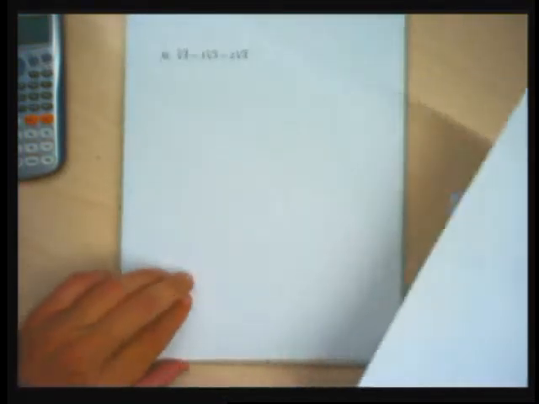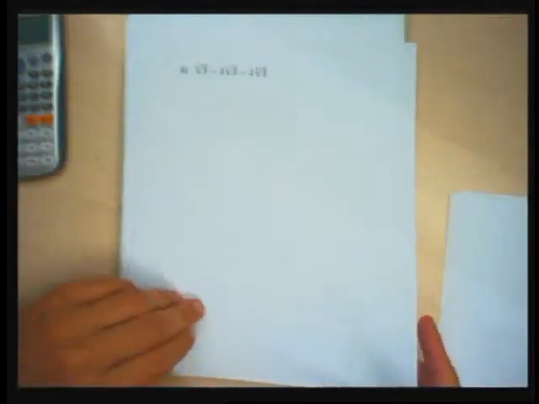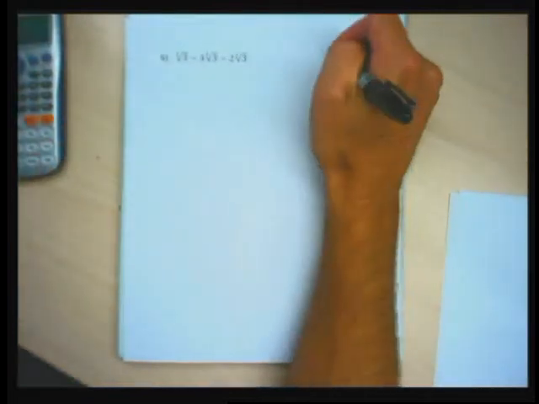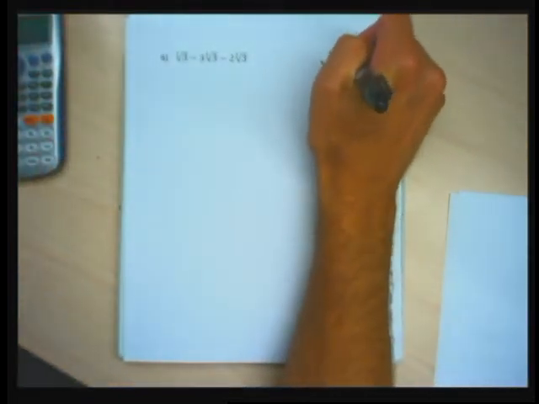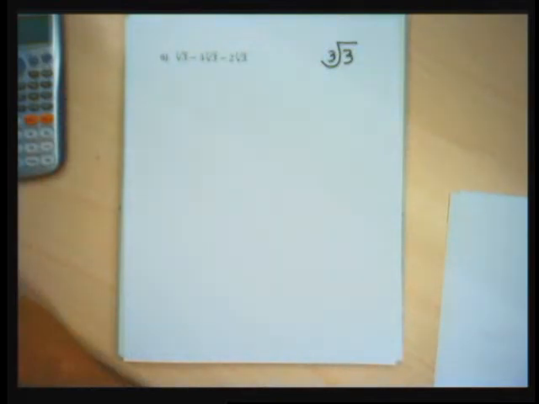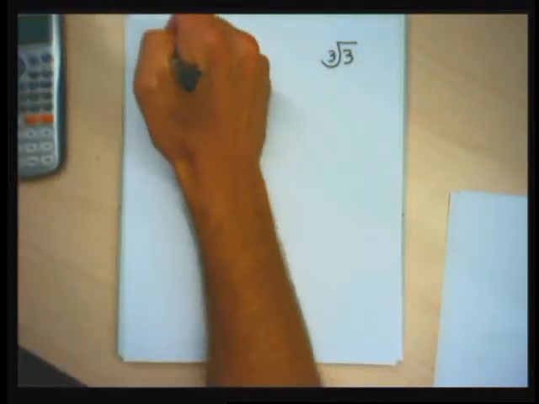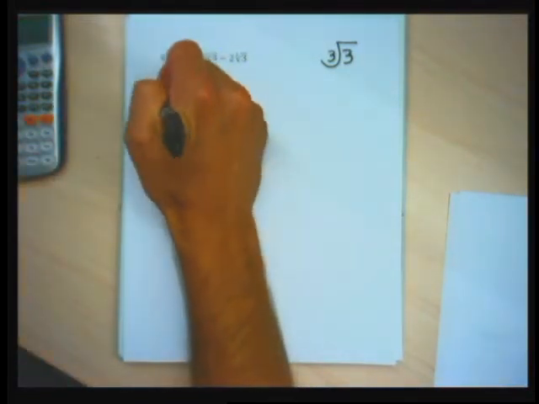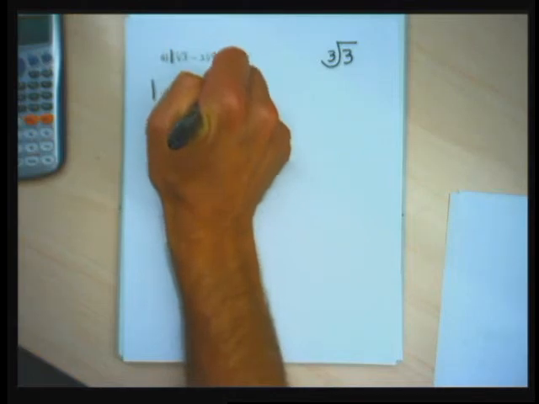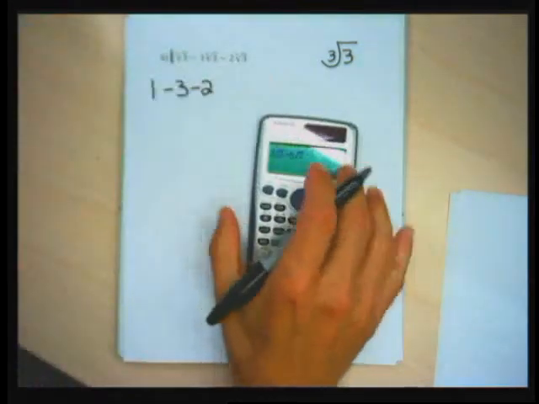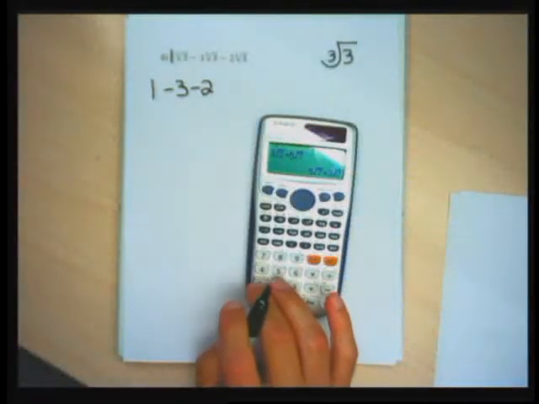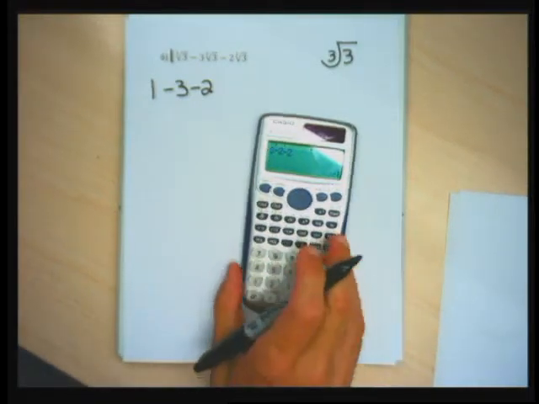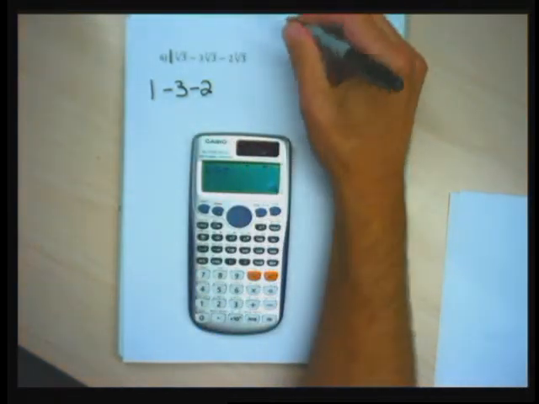In 6, I have 3 cube roots. They all are cube roots of 3, so I can condense these to one radical with a cube root of 3 if I combine the numbers to the left of each of the radicals. The first radical didn't have a number in front of it, so there's an implied 1. I'm going to go 1 minus 3 minus 2, and whatever that equals, I'm going to put in front of my cube root of 3. So 1 minus 3 minus 2. I'm going to put a negative 4 to the left of my cube root of 3, and that'll be my answer.